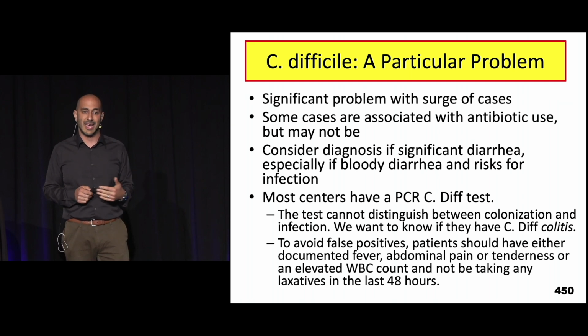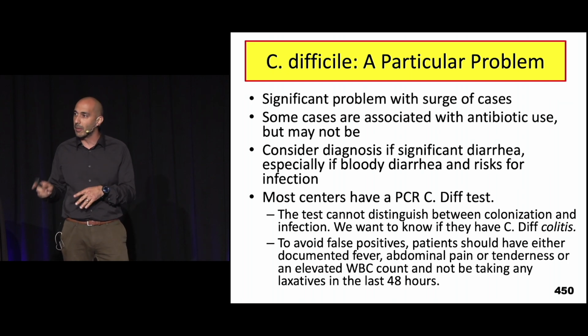Now, if somebody is having significant, really profuse diarrhea after having any of these risk factors, you may want to start thinking about C. diff, especially if they have fevers or a distended belly, because they can get fulminant colitis from that as well. So you would send off a C. diff PCR.